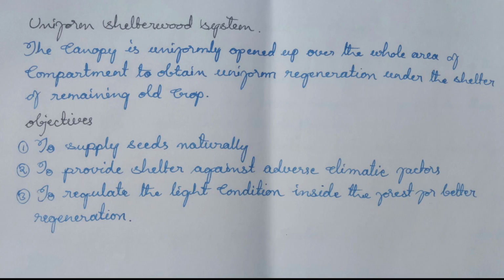See, in a uniform shelterwood system, the canopy is uniformly opened up over the whole area of a compartment to obtain uniform regeneration under the shelter of the remaining old crop. Objectives are, number 1, to supply seeds naturally. Number 2, to provide shelter against adverse climatic factors. Number 3, to regulate the light conditions inside the forest for better regeneration.